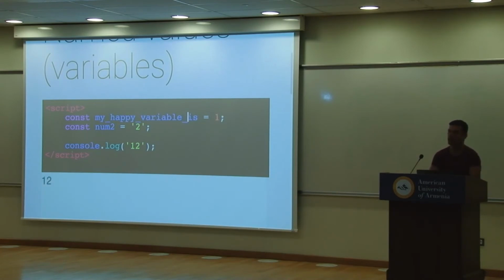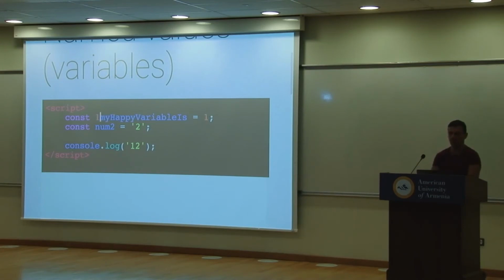Another way, though, which is more common in the JavaScript world, is called camel casing. Camel casing, well, just imagine a camel with the humps, is the first letter of each word starts with a capital. Happy variable is. This is called camel casing, okay? Fair?